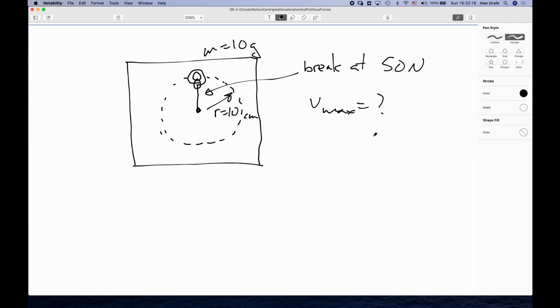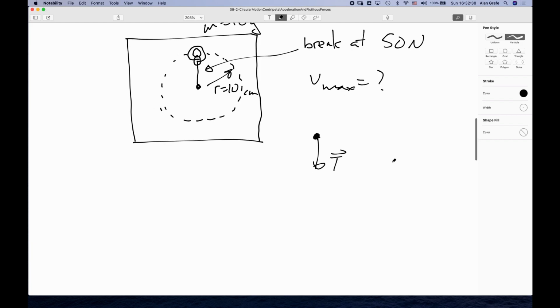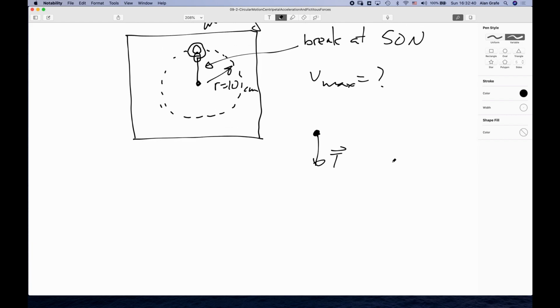Okay, so let's start by drawing a free body diagram for our washer. Okay, we got the tension. There is a normal force and a force of gravity, but the normal force is coming out of the screen, gravity is coming into the screen, and they cancel out anyway. So for the plane of motion, all we care about is the tension. So Newton's second law is going to be pretty straightforward. The net force is the tension. That has to equal ma.